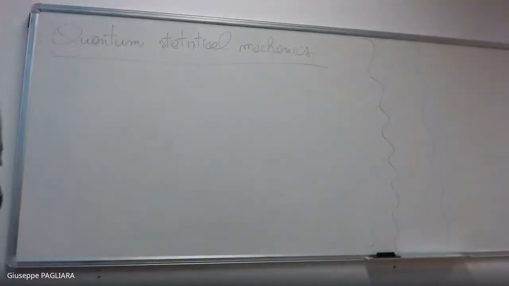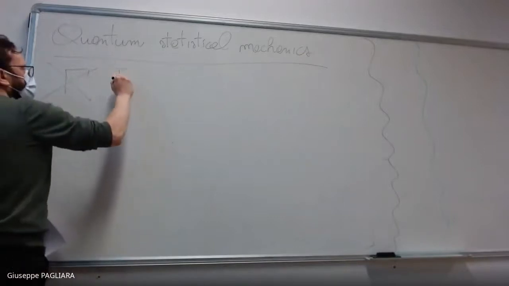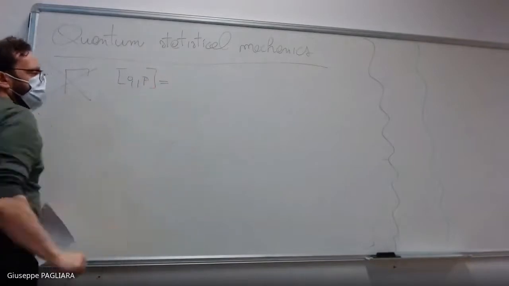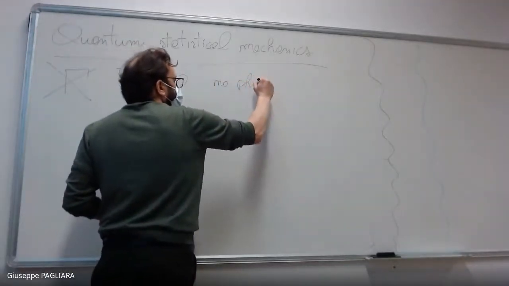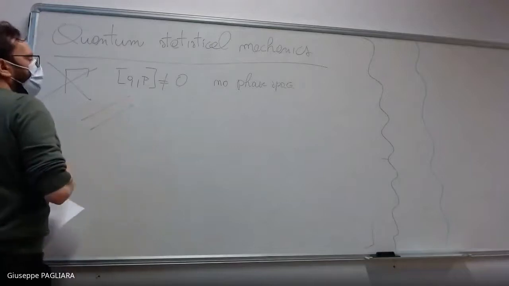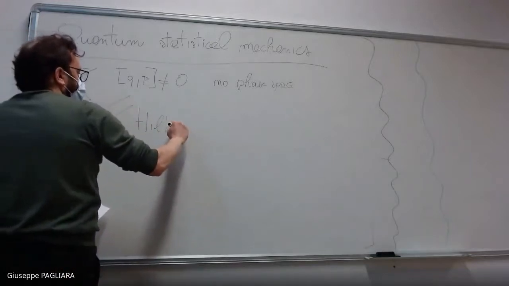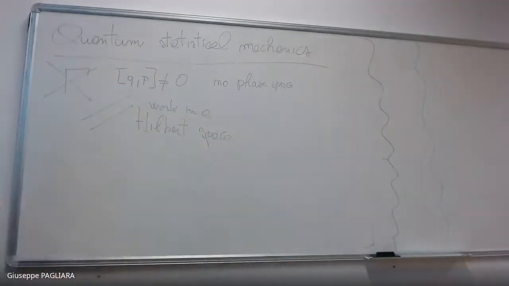Now, what are the differences with respect to classical mechanics? We cannot use the phase space anymore. This is forbidden because the commutation relation between Q and P is different from zero. So I cannot describe a system in terms of a phase space. I will not have integrals over coordinates and momenta because these variables do not commute, so there's no meaning in doing that. They are observables. So instead of phase space, I will have to work in a Hilbert space, which is the Hilbert space of the states of the system. Okay, so no phase space anymore, we have a Hilbert space.